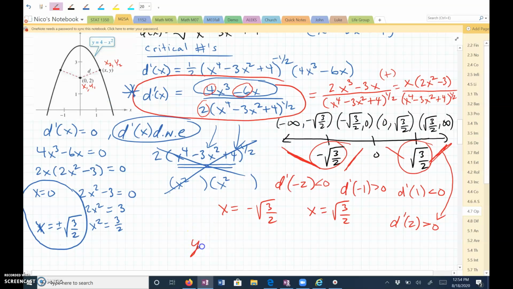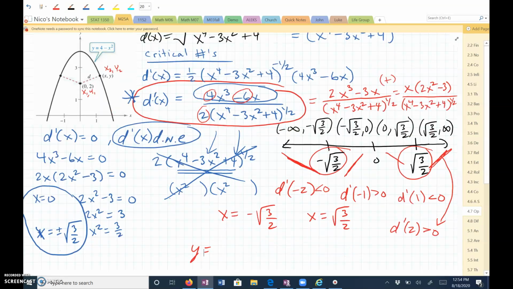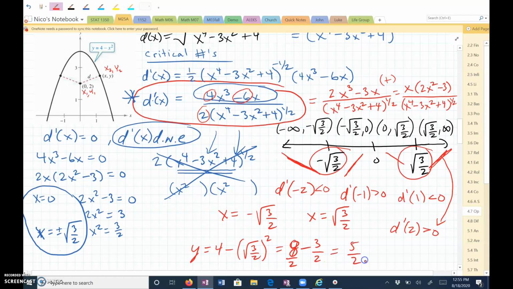So let's do y equals 4 minus 3 halves. This is 8 halves minus 3 halves. So this would be 5 halves. So the points are going to be at negative radical 3 over 2, 5 halves, and radical 3 over 2, 5 halves.